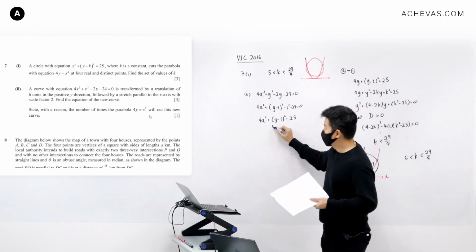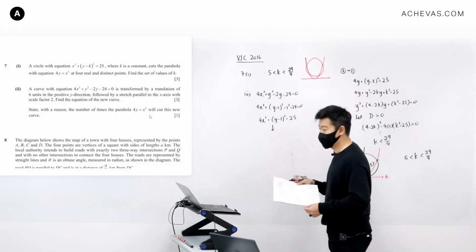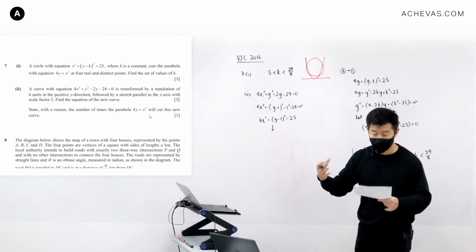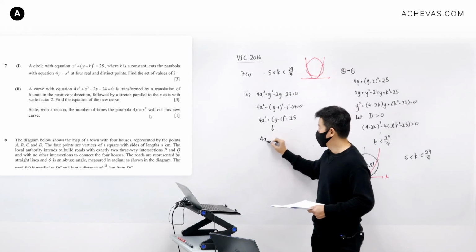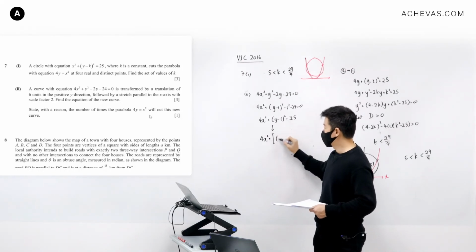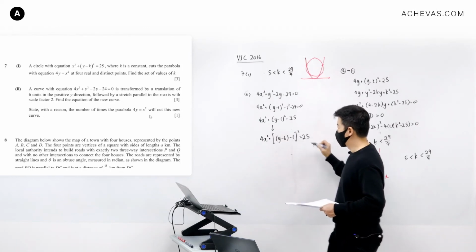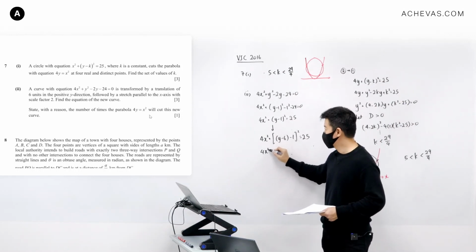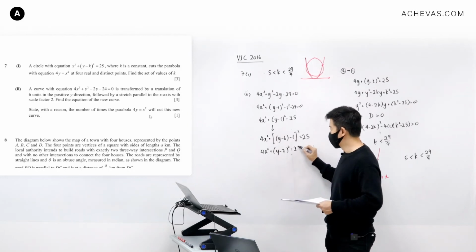So this is going to undergo 2 transformations. The first one, translation of 6 units in the positive y direction. So we are going to replace all the y by y minus 6. So the first transformation, I'm going to replace y by y minus 6, and then we will have 4x squared plus y minus 7 squared equal to 25.